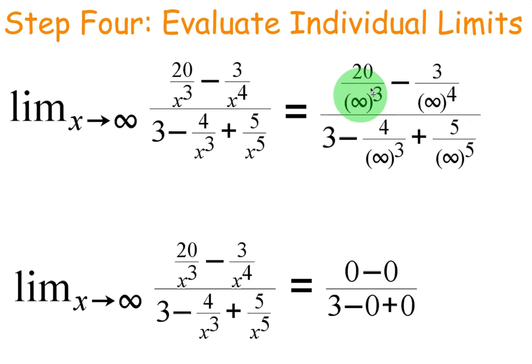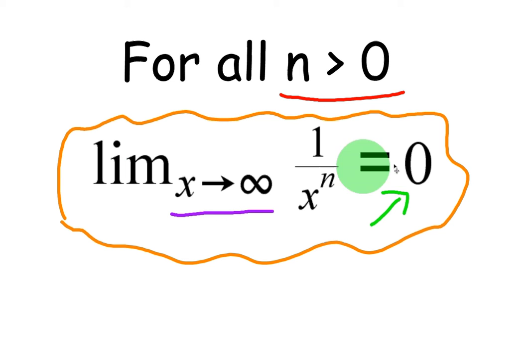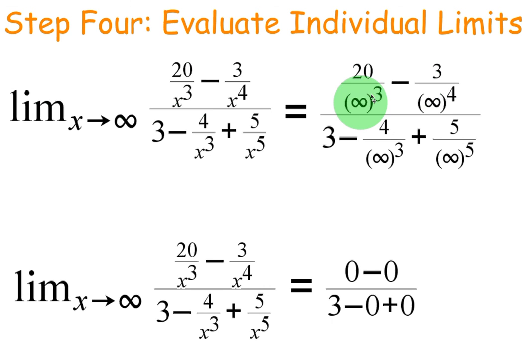So let's look at the first one. We have 20 over infinity cubed. This applies the rule that we learned about 1 over x to the n. It's going to approach 0. But why is that? Well, you're taking 20 and dividing by a really, really big number, so it's going to approach 0. So the limit as x approaches infinity is going to be 0. Same thing for this one. These numbers up here don't matter, because they're so small compared to infinity. So 3 over infinity to the 4th is going to become 3 over infinity, which is a really small number. It's just going to be 0.